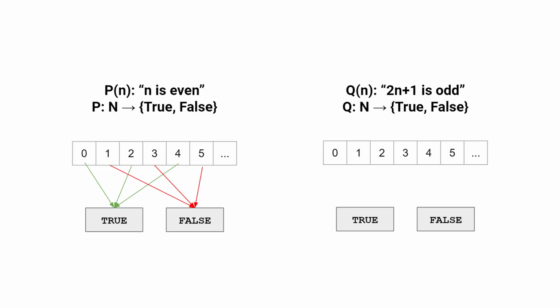The predicate q on the right, on the other hand, also has a domain equal to the natural numbers, but the rule of assignment is different. It uses the statement 2n plus 1 is odd. Now this statement is true for all natural numbers, so the only element of the codomain that's hit by this function is the value true. Nothing maps to false. That makes this function not surjective.